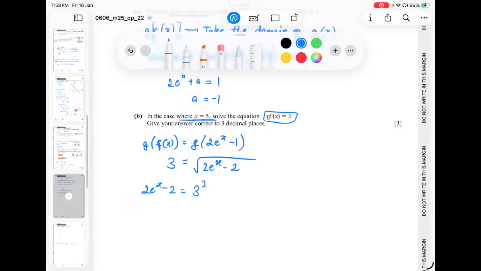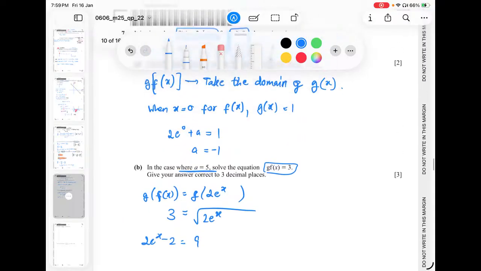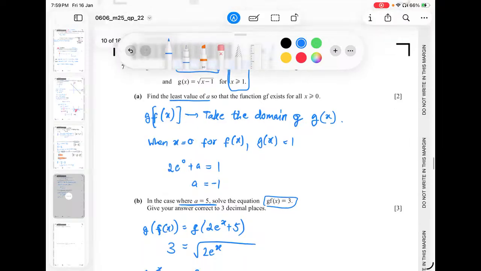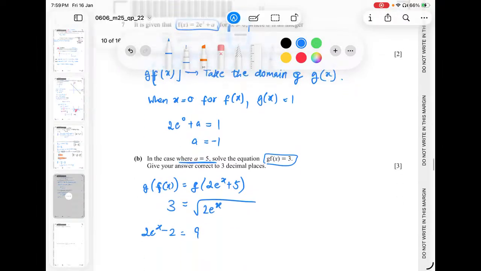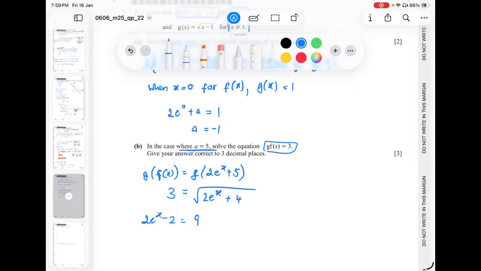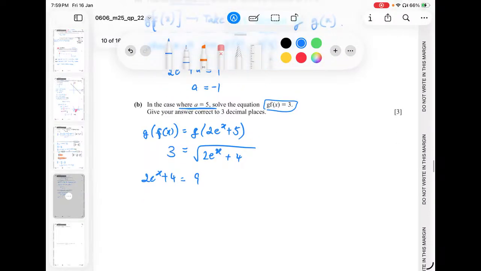So 2e^x minus 2 is going to be 9. How do I get that 9? 3 squared, which is 9. When you move the square root to the other side, it's going to be 9. And now, okay, sorry, it should not be negative 1. They already gave you that a is going to be 5. So now you just write plus 5, and plus 5 minus 1 over here is going to be plus 4. So now this 2e^x + 4 is going to equal 9.